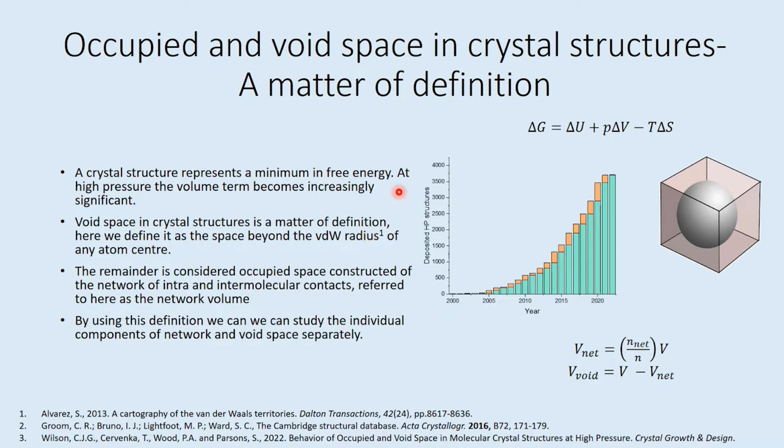These van der Waals radii were recently collected by Alvarez in his paper Cartography of van der Waals territories. This was built up of large searches of the CSD to define these average distances between compounds. And so we define void space as the area beyond the van der Waals radius of any atom center, with that within the van der Waals radius defined as this network of intra and intermolecular contacts. This is what we define as our network volume, so our occupied space, as opposed to our void space.